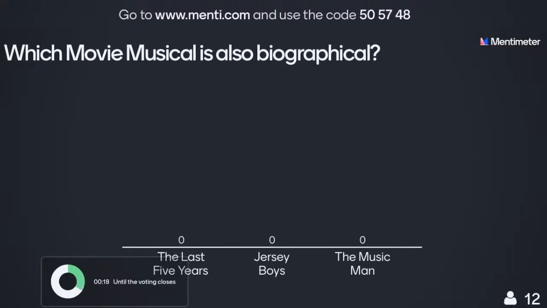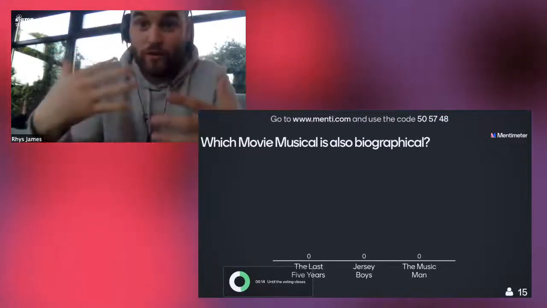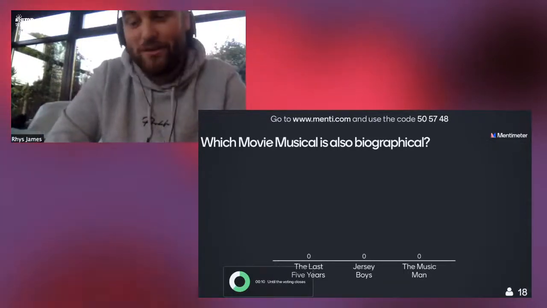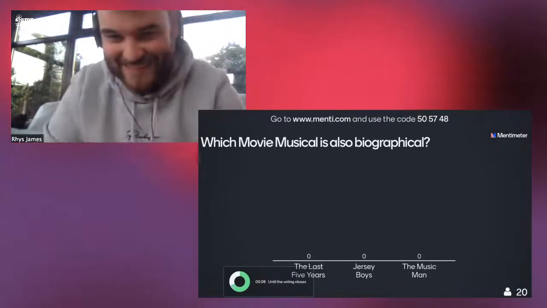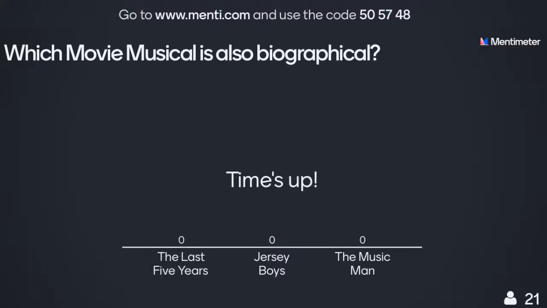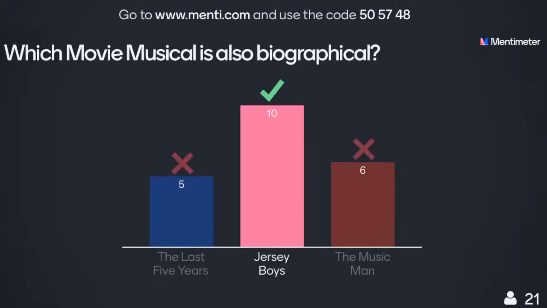So biographical, Chris, just in case you didn't realise what that meant, sort of tells the story of a biography, like of the person. A real life story. A real life story. Chris, a real life story it tells. What do you mean you don't understand? The Music Man is, of course, the biographical film about my life. No, I'm just joking.